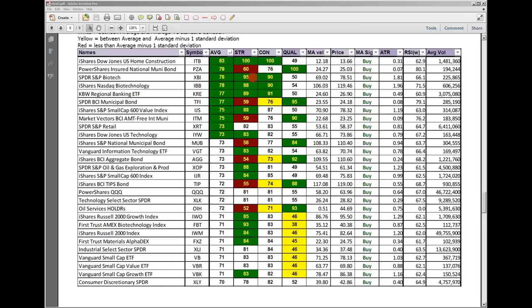Now these ones up here that are green across the board are still good to be in. Regional banking, biotech, U.S. home construction, again, U.S. tech once more. So those are all looking solid. Moving on.